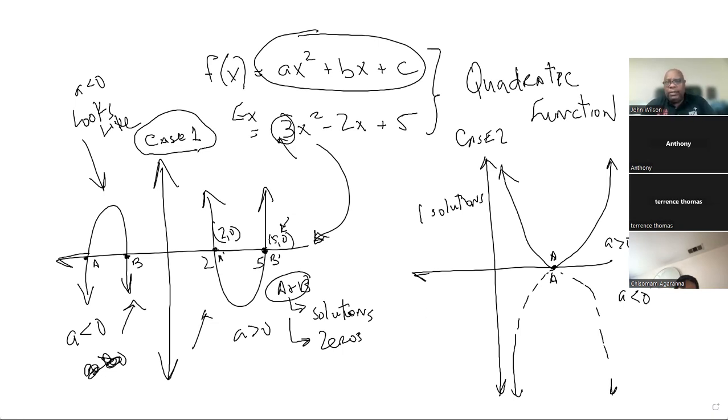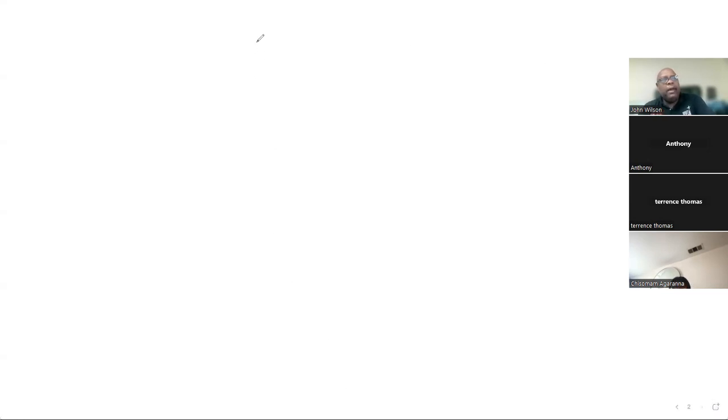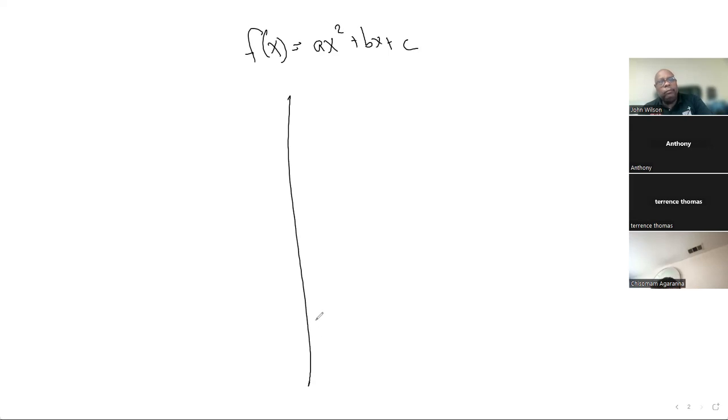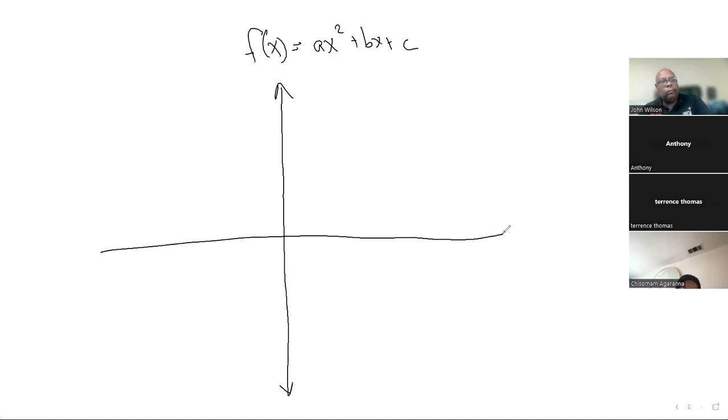All right, so this is case 1 and case 2. Case 3 of f of x equals ax squared plus bx plus c. Case 3, whoops. Case 3, let me erase that line. Case 3, this is y, and this is x, is something like this.